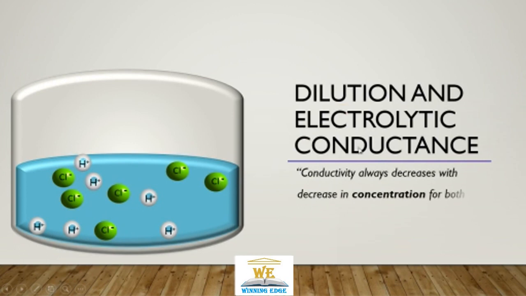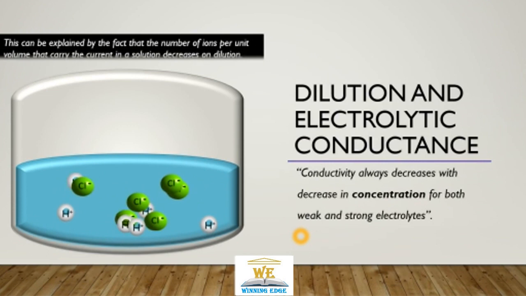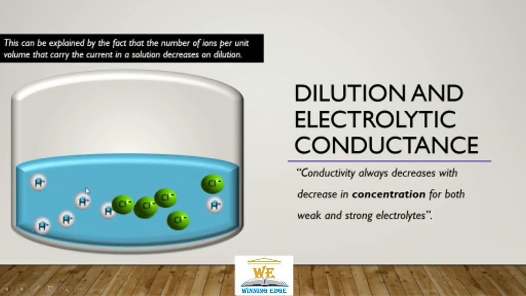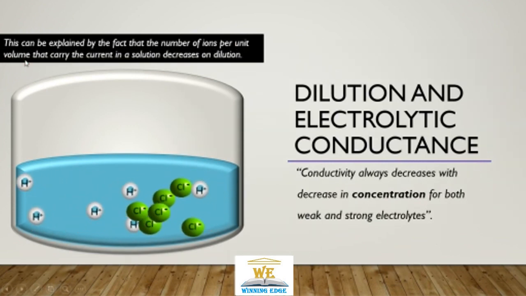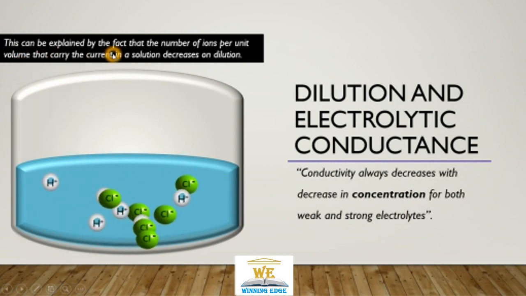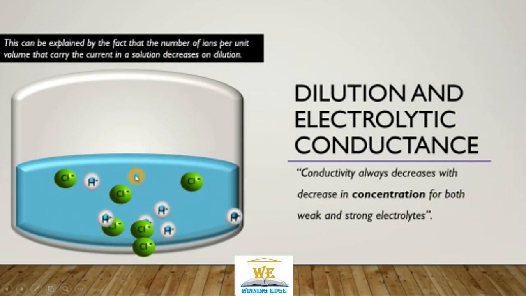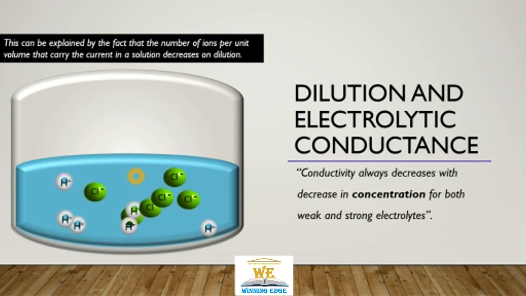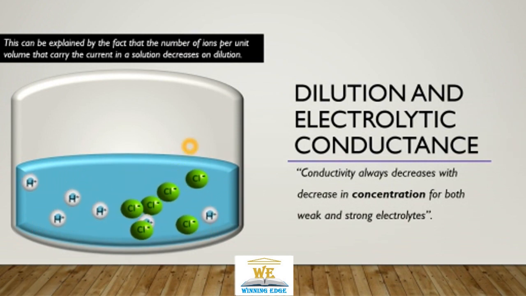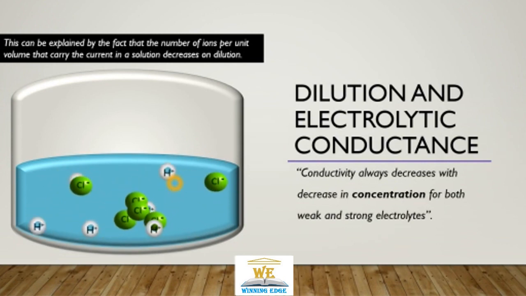Now first, effect of dilution on conductivity. Conductivity always decreases with decrease in concentration for both weak and strong electrolytes. The reason is, when we dilute it, the number of ions per unit volume that the solution can use to carry a current reduces on dilution. So per unit volume, the number of ions present for conductance will reduce. That is the reason conductivity will always reduce with volume increase or dilution enhancement.